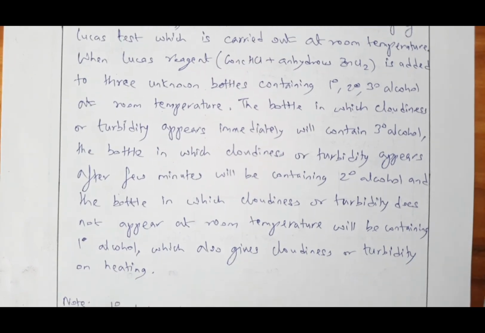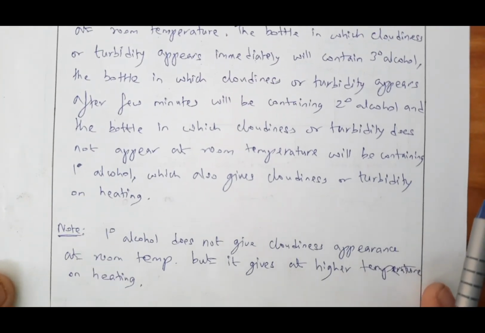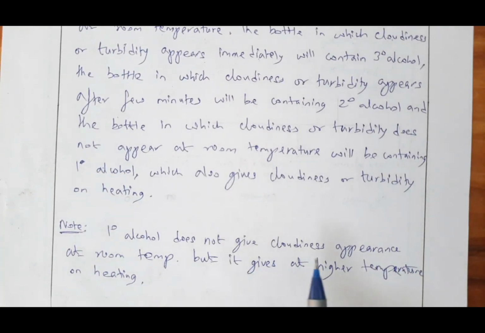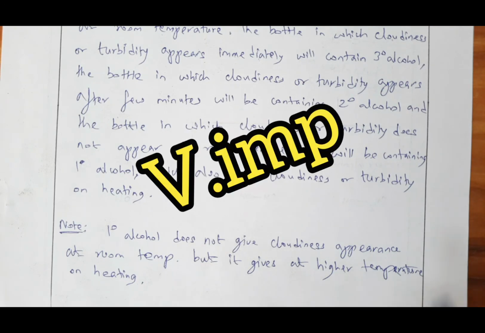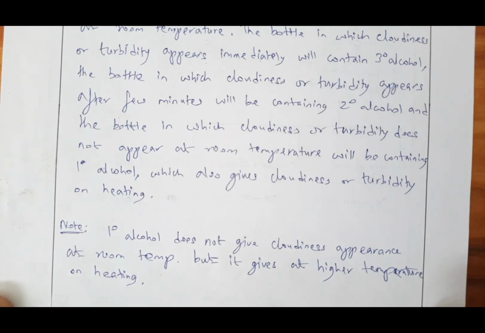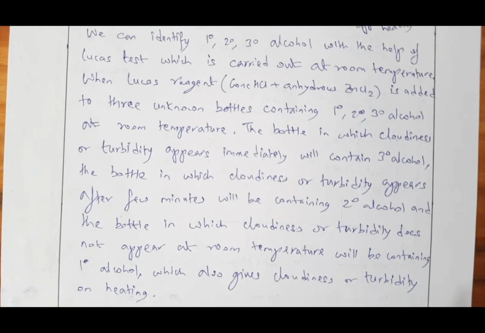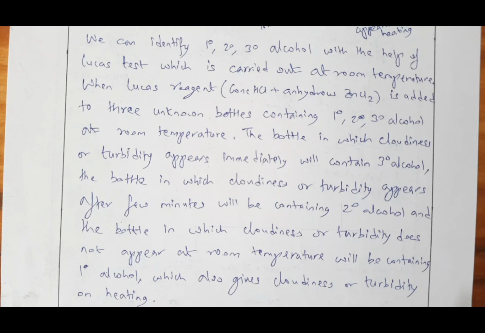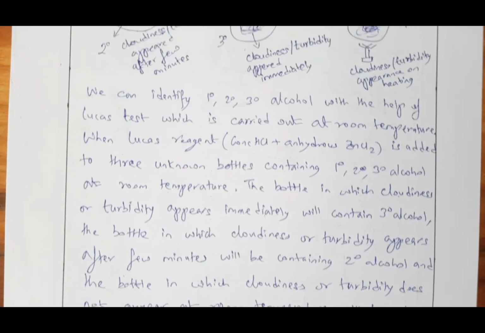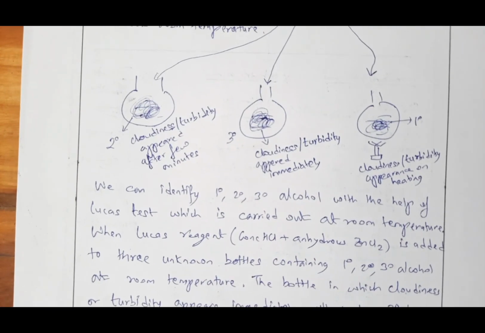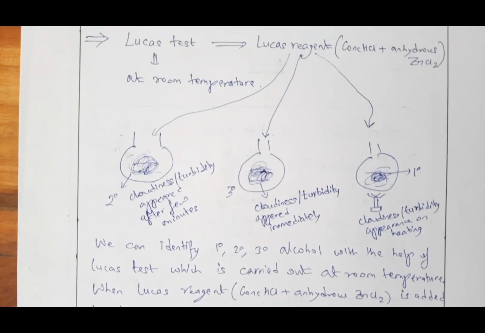So from here you have to remember one thing, students. Primary alcohol does not give cloudiness at room temperature, but it gives it at a higher temperature on heating. So you can take the screenshot to make the notes. And do remember what Lucas reagent means here, a mixture of conc. HCl and zinc chloride. The one which gives cloudiness or turbidity immediately is tertiary, after a few minutes is secondary, and the one which does not give at all at room temperature is primary, which also gives on heating.